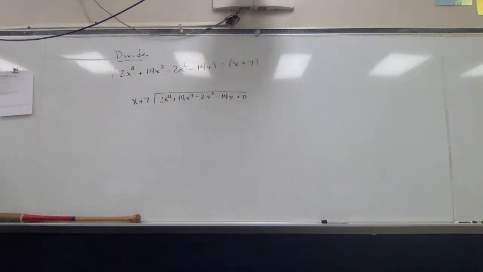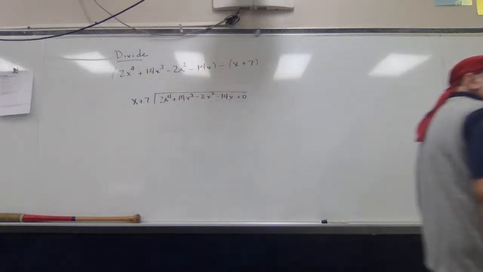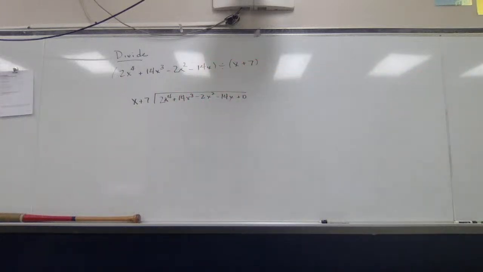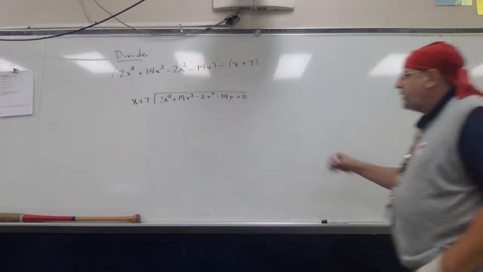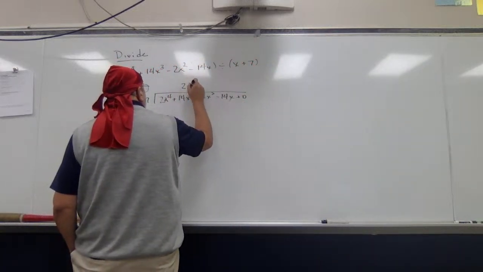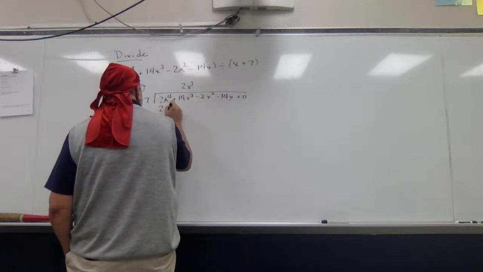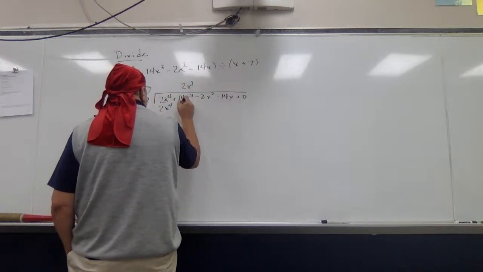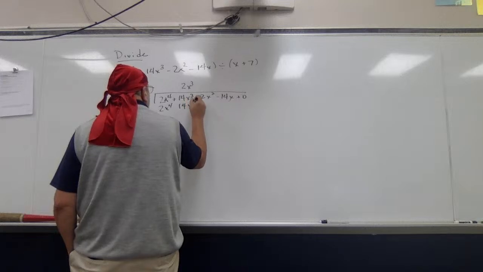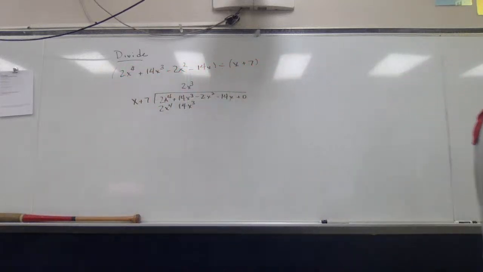What do I do? How do I get from x to 2x to the fourth power? Multiply by 2x cubed. So 2x cubed times x is 2x to the fourth, and 2x cubed times 7 is 14x cubed.